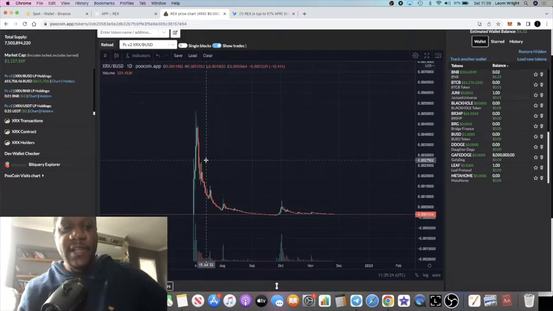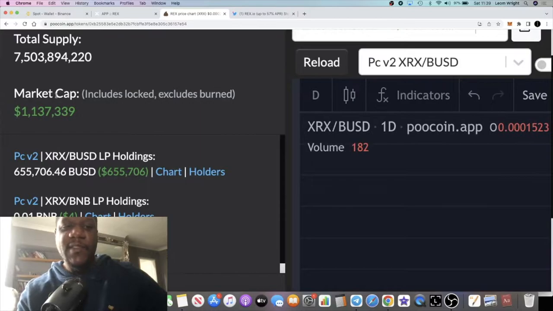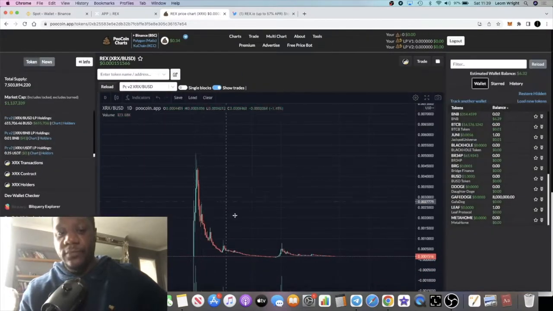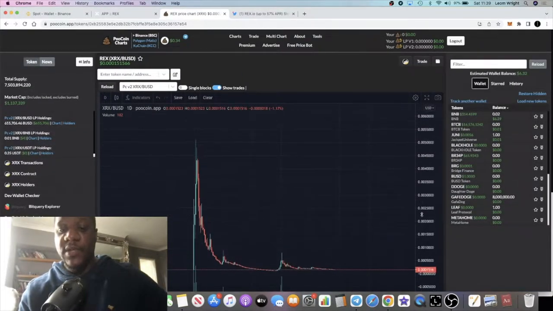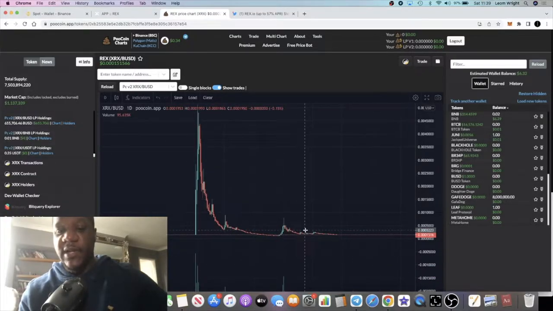Rex is highly volatile. It's sitting at 1.1 million in market cap. So I think this is a pretty good place to be accumulating Rex. 655,000 or just under 656,000 in liquidity. So still quite stable at these prices. That is a huge chunk of liquidity in this particular token. But for me, this looks like a bottom.